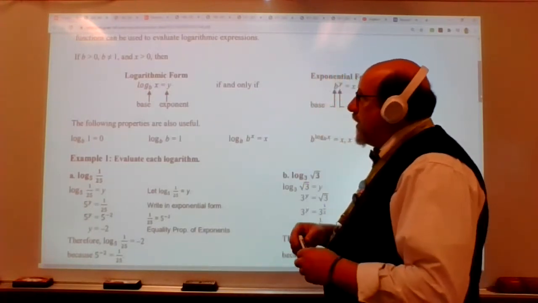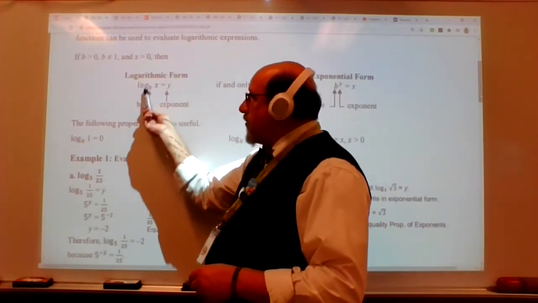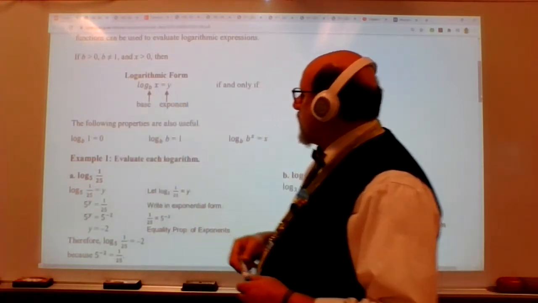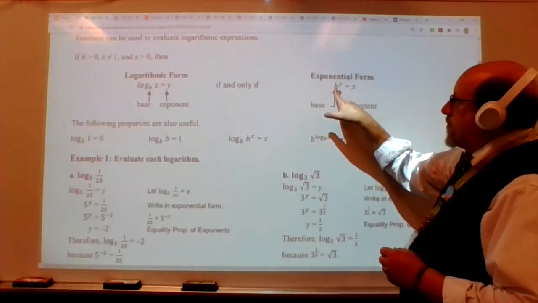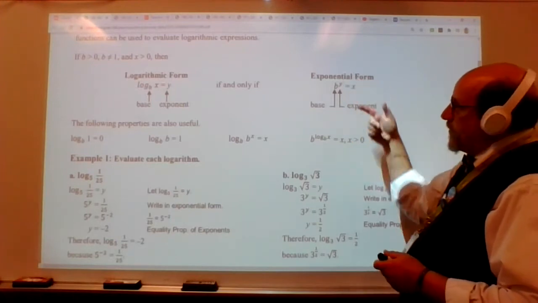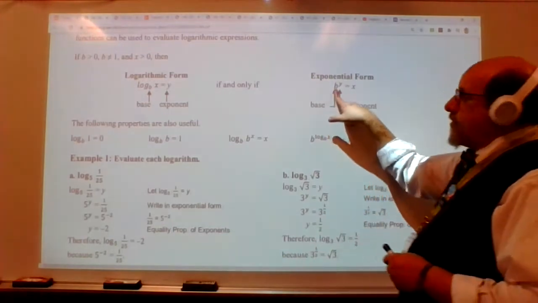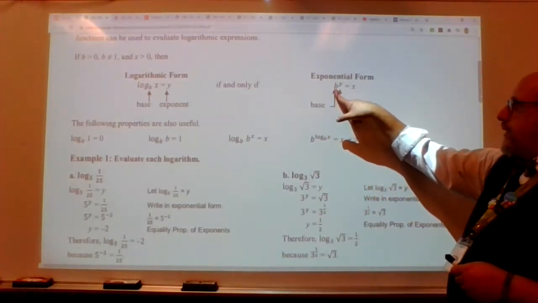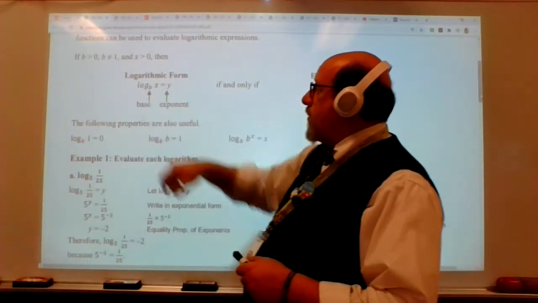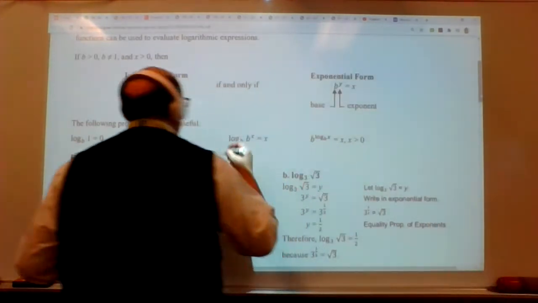Now, logarithmic form has some sort of base. It's a log that has some sort of base, and it has some sort of exponent. But it's a base, an exponent, and what you get when you evaluate it, your answer. Well, in logarithmic form, you take that same base, and you put your exponent out here, and that's what you get when you evaluate it. So, for instance, here you go.